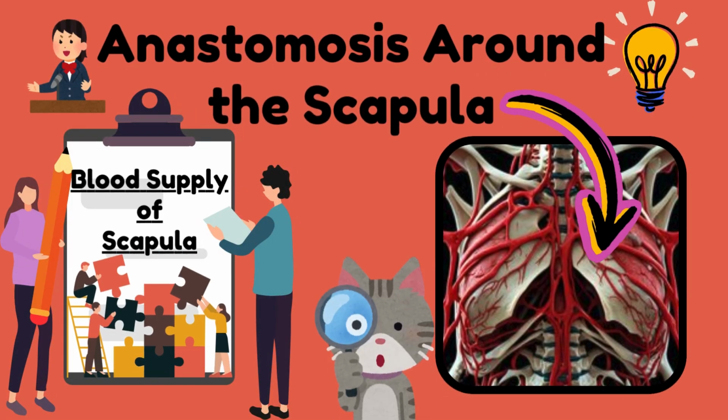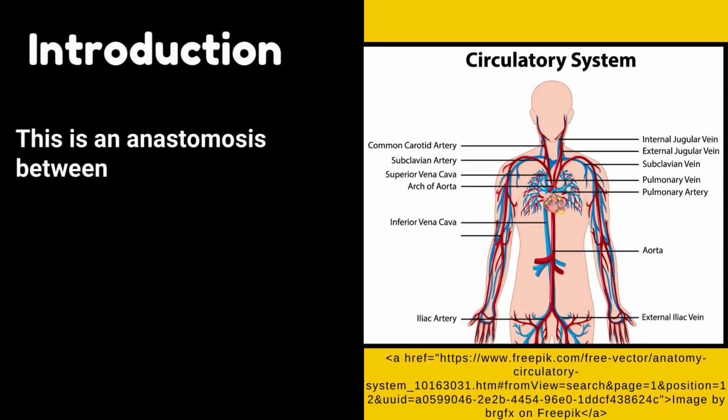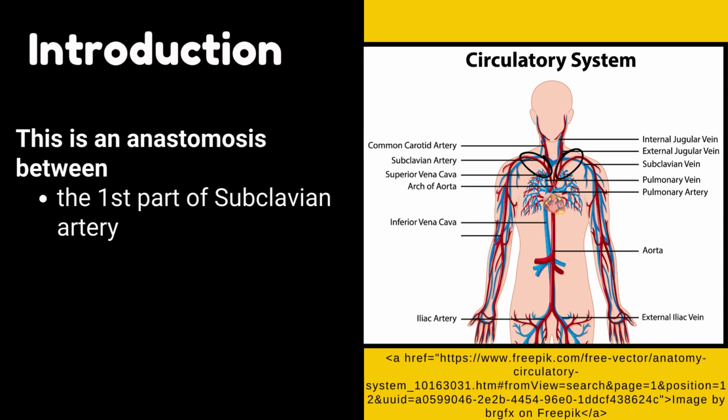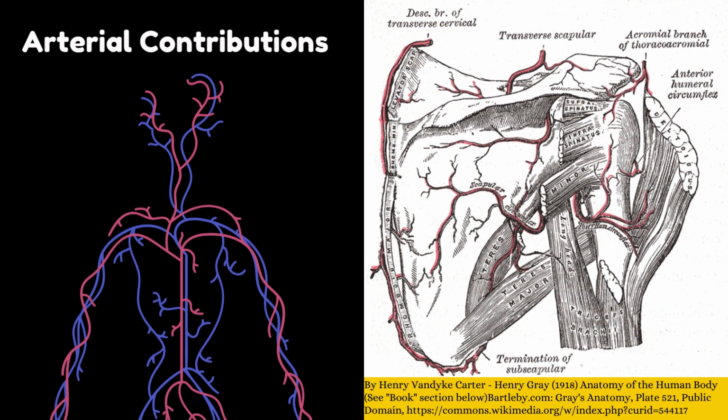In this video, we will talk about the anastomosis around the scapula. The anastomosis around the scapula is a critical vascular network that ensures continuous blood supply to the shoulder and upper back muscles. This is an anastomosis between the first part of subclavian artery and second and third parts of the axillary artery. Main arteries contributing to this anastomosis.